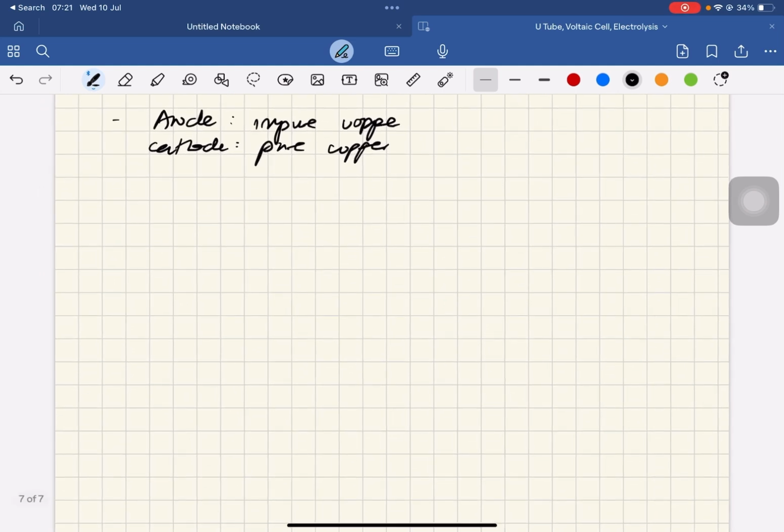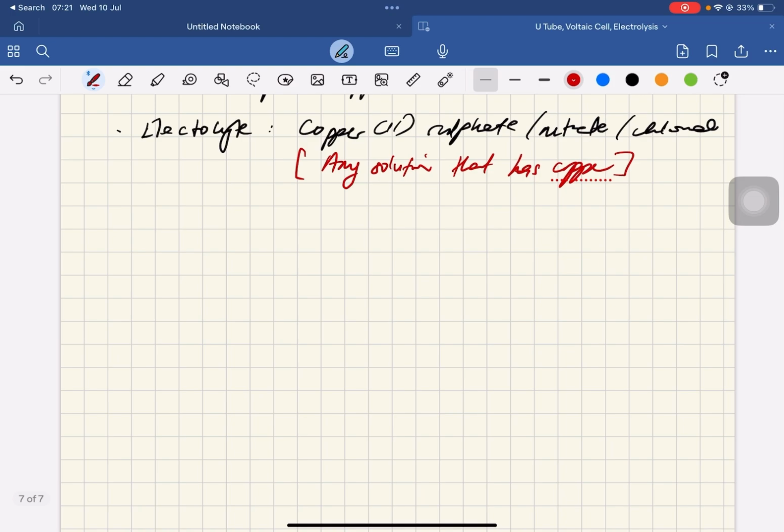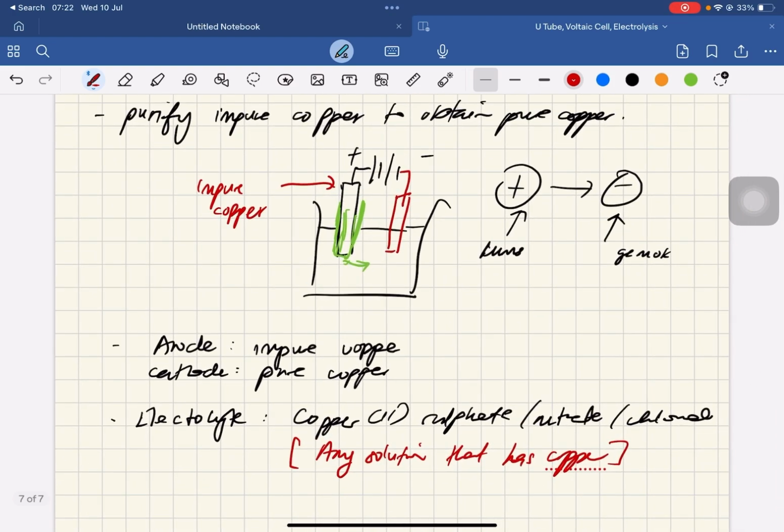Okay, again, electrolyte, what do you think? Sama lah. Sama material. So copper kan, kita pegang copper kan, hantam je. Copper apa? Copper tu sulfate ke, nitrate ke, chloride ke, tak kisah. So macam saya cakap tadi, any solution that has copper, gitu.